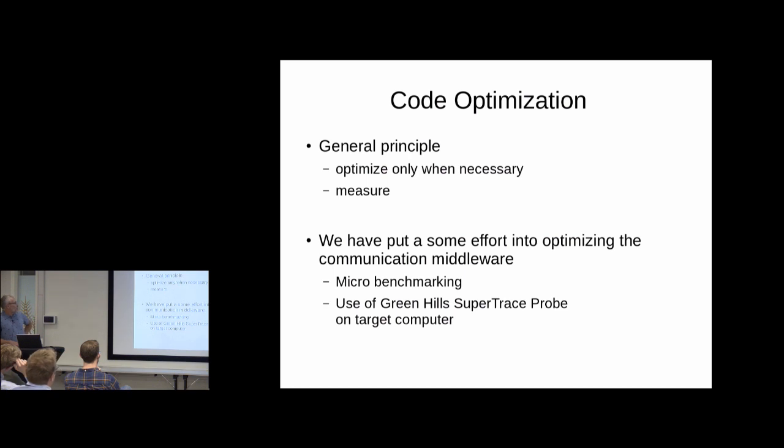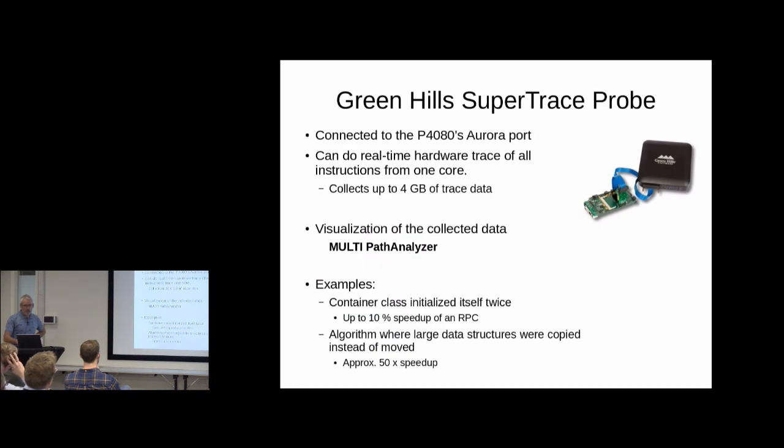When it comes to code optimization, we have this principle: we only do it where necessary. So we have put some effort into optimizing our communication middleware. We have done some micro benchmarking, measuring the cost of making a remote procedure call from A to B. And on the target computer, we are using the Greenhills SuperTrace probe to investigate possible bottlenecks. I'm now going to show you some of that.